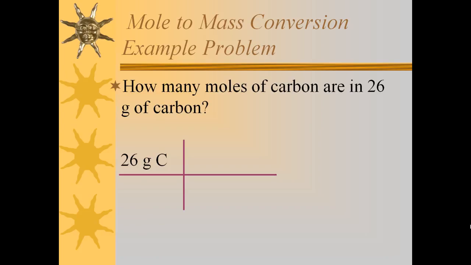I know that I'm going from mass to moles, so I'm going to be using molar mass. I look at the periodic table and I know the molar mass of carbon is 12.01 grams per mole. You'll notice that I put mole on top and grams on the bottom. Because I'm starting with grams, I want grams to cancel and I want to be left with moles, because that's what I'm looking for. So that's why I put the mole on the top, so that my grams will cancel. And I just multiply and divide and I end up with 2.2 moles of carbon.